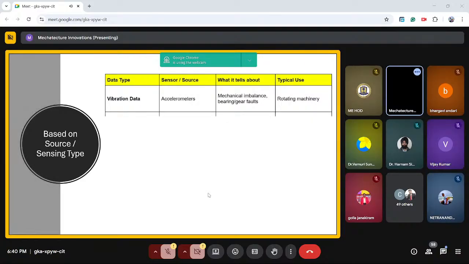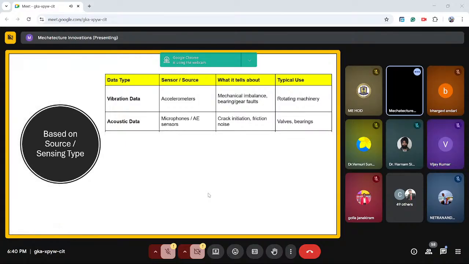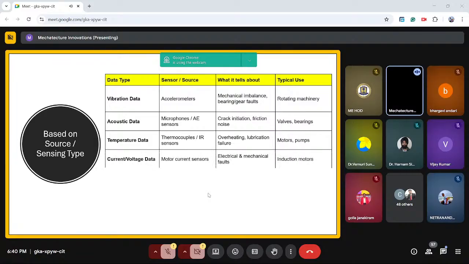The next is acoustics. AI also utilizes acoustic data, and using acoustic data, AI can detect many things. AI also uses temperature data. As temperature fluctuation is observed, it can tell what is happening. And lastly, voltage data.